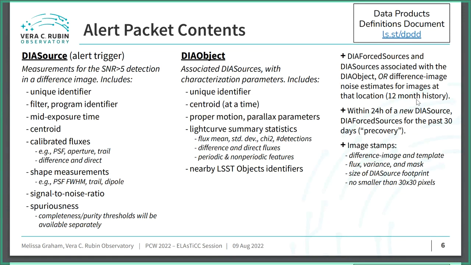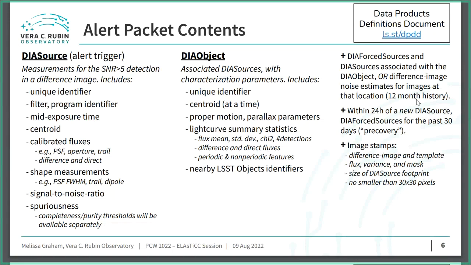So if you have one night, it's a new DIA source, it goes out as an alert, and you get the limiting magnitudes from the past 30 days. If you see it again the next night, then that new alert that comes out for that same DIA object, now you have the 30 days of forced photometry as well. So that's how we're getting you the forced photometry. Precovery is also the word used there. That's how you will have access to that as fast as possible.